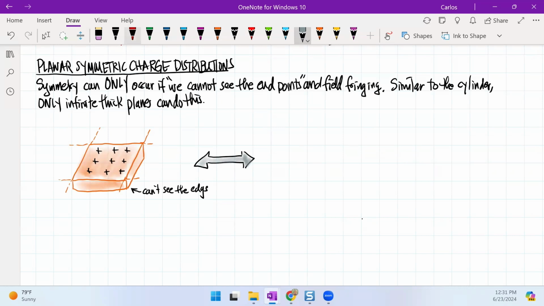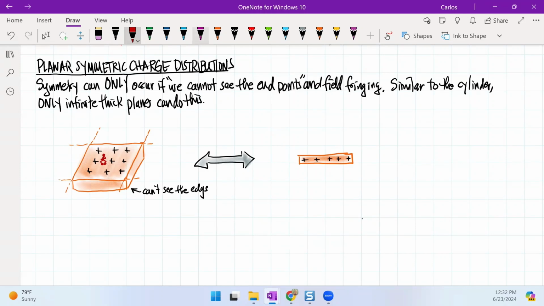So if I'm looking at this, what I'm going to do is sort of a side view. I have this thick plane. And what I know about this plane is it has this charge that we're looking at right there that's uniformly distributed. Now remember, I have symmetry in the plane, and if I stand right here, then no matter where I go, that's a constant field.